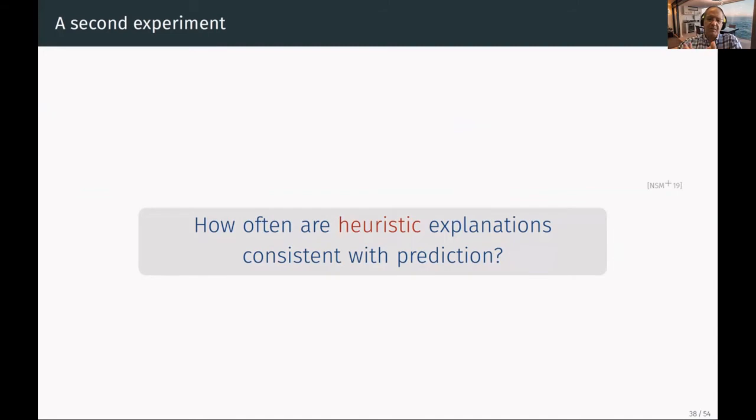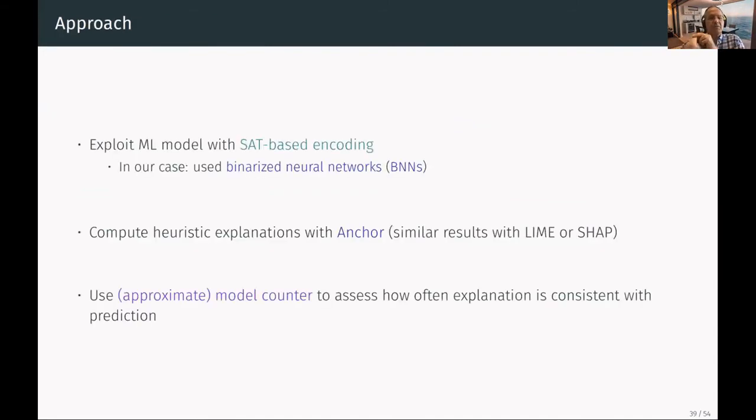So here it's a little bit more tricky because we need to look at all points in feature space. So the only way we could do this was if we have an ML model that we can encode as SAT, because then we can count the models. So we use binarized neural networks. And then we compute heuristic explanations with Anchor. Again, we got similar results with Lime and Joao. And then we use a model counter, in general an approximate model counter, to assess how often the explanation is consistent with the prediction.